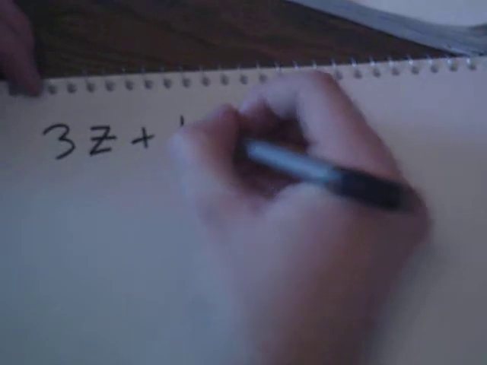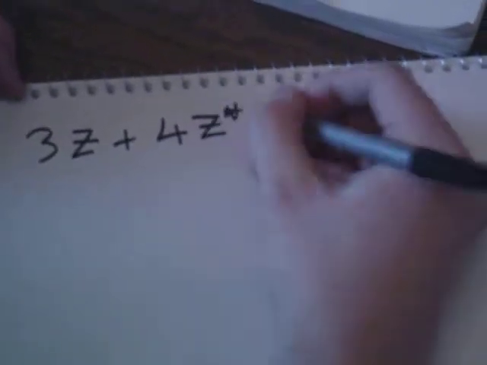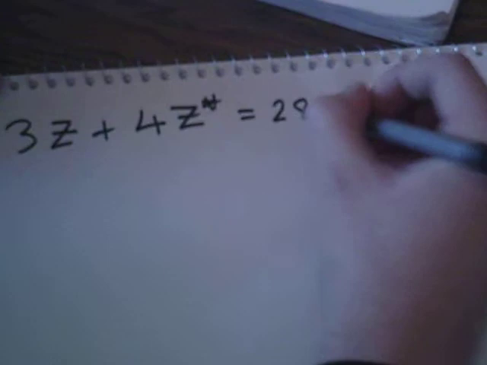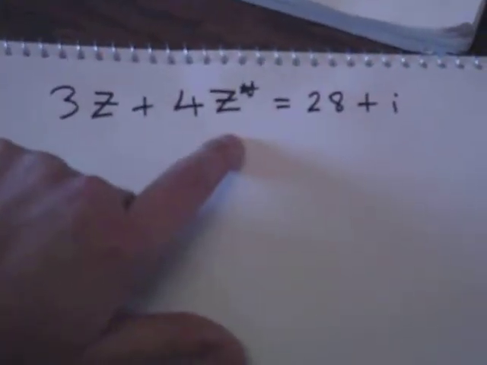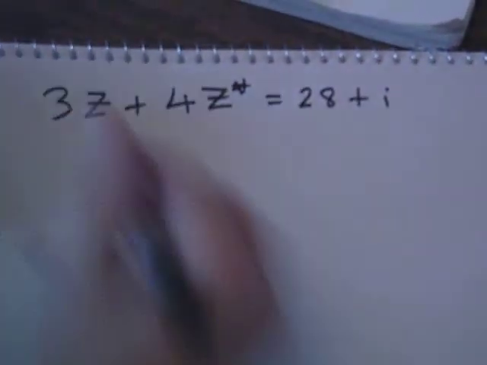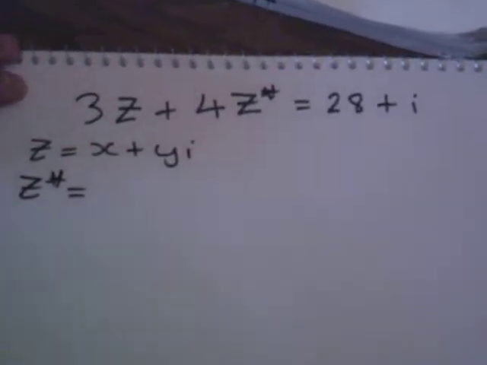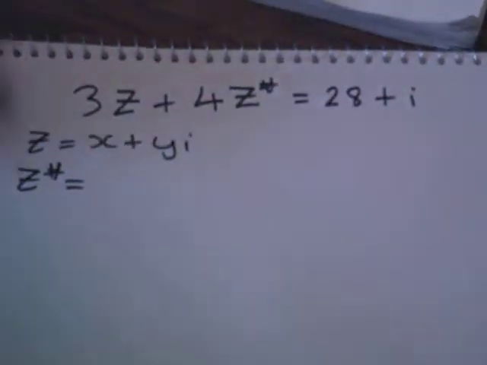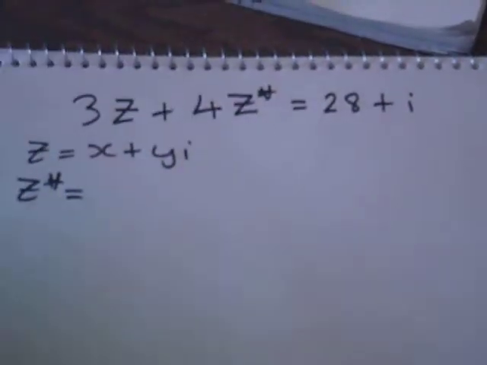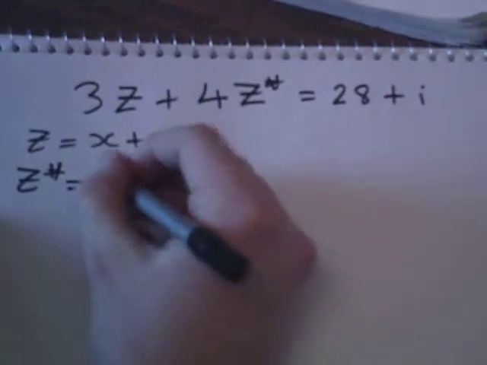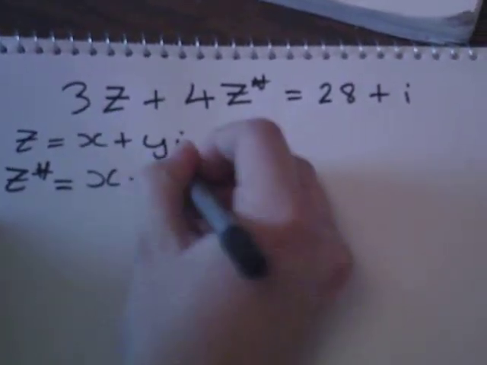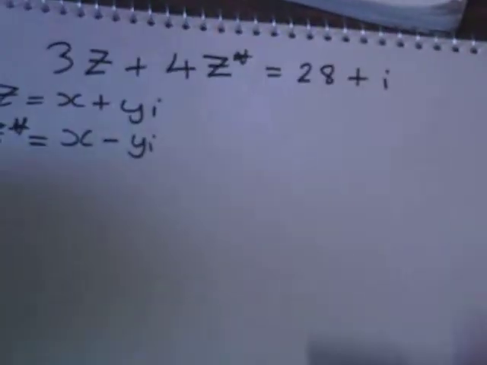I'm going to give you an example: 3z + 4z* = 28 + i. Now z and z* represent complex numbers, and z comes in the form x + yi, and z* is known as the complex conjugate, which you would multiply z by to make the number real, so you're getting rid of the imaginary parts, and that comes in the form x - yi. That'll be a little guide there.